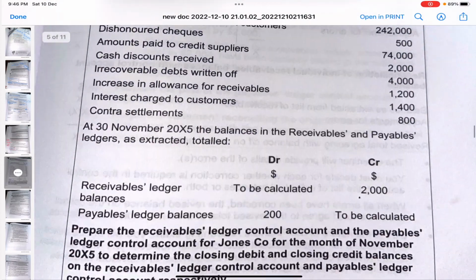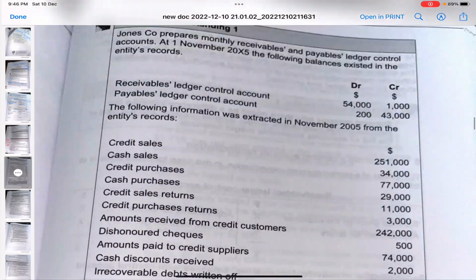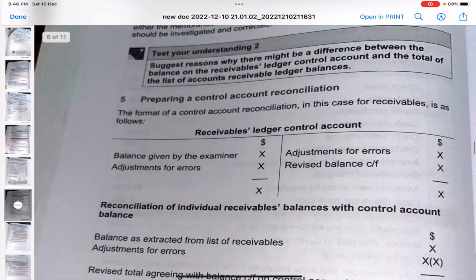So this is your test understanding 1. We have to make the account. Let's come to that.